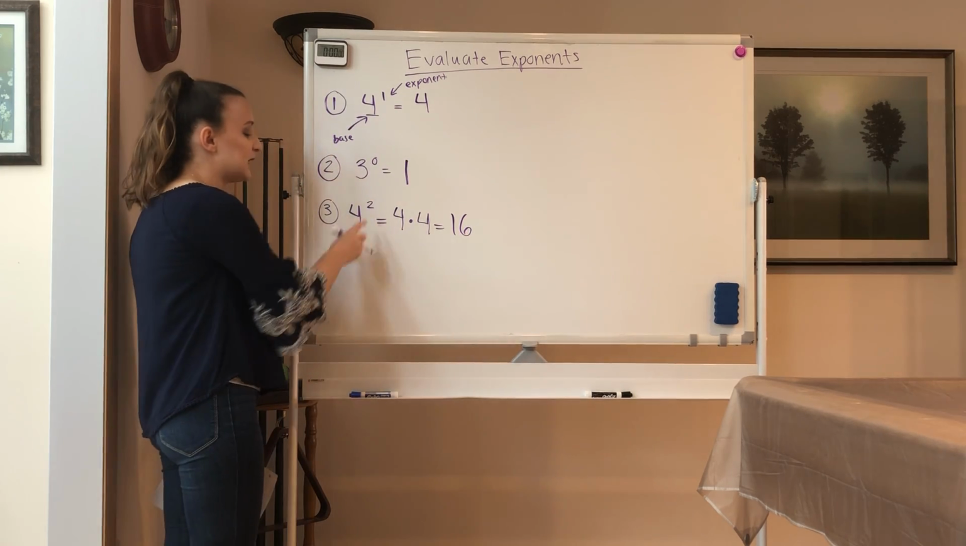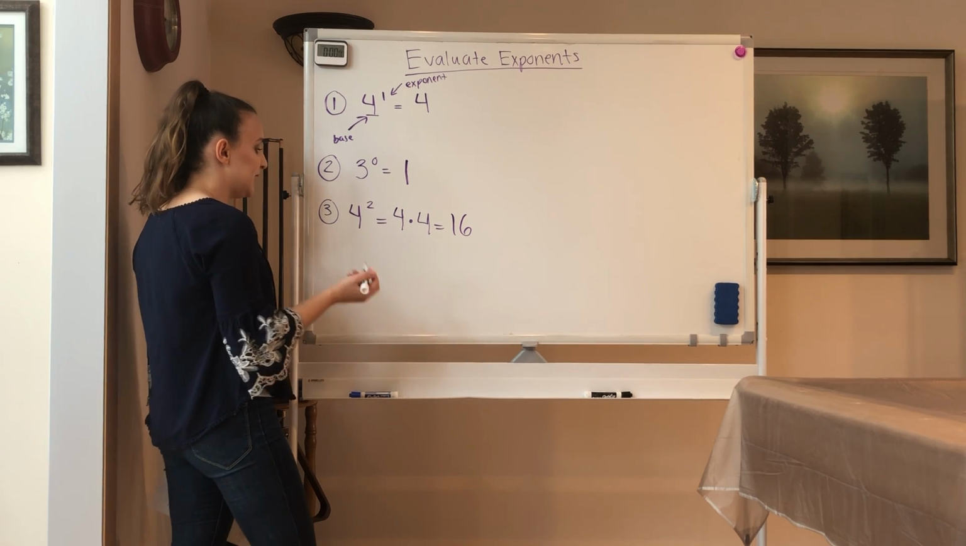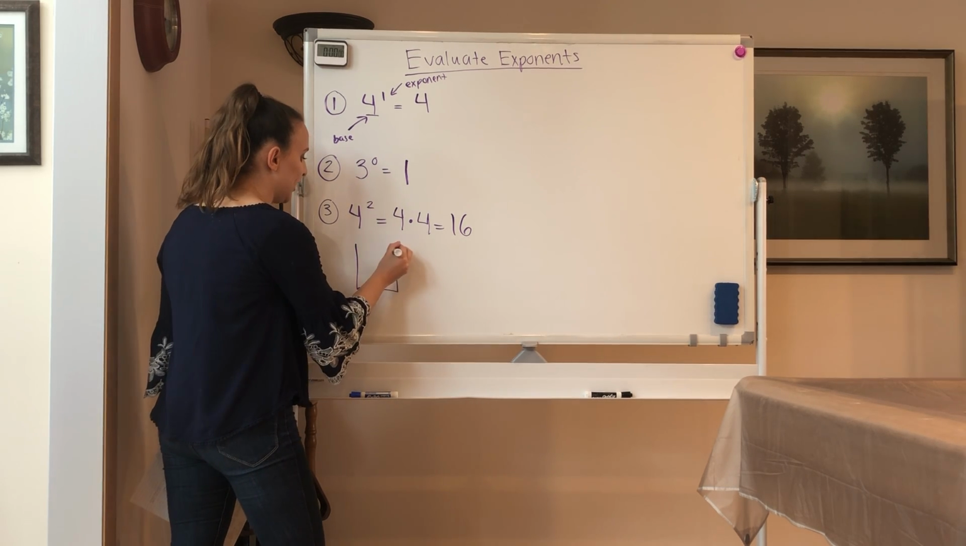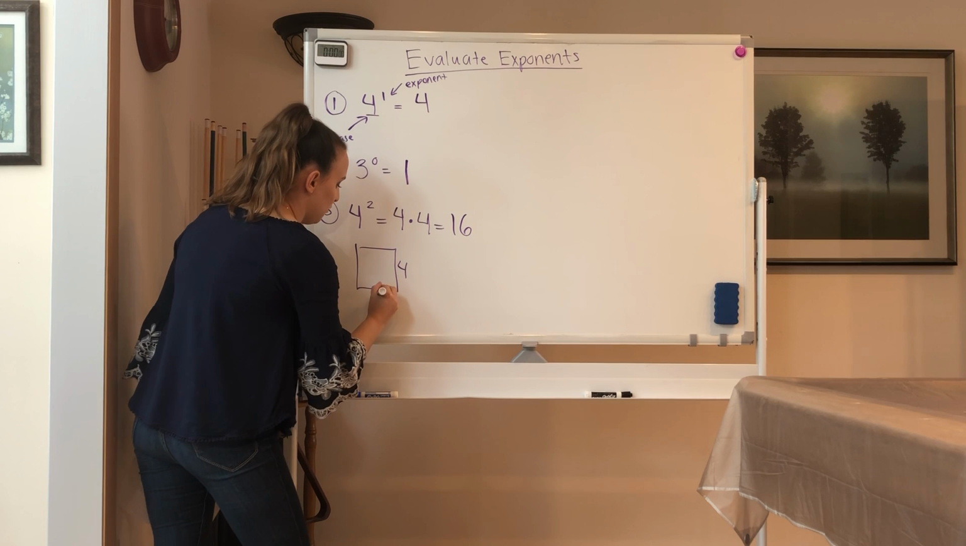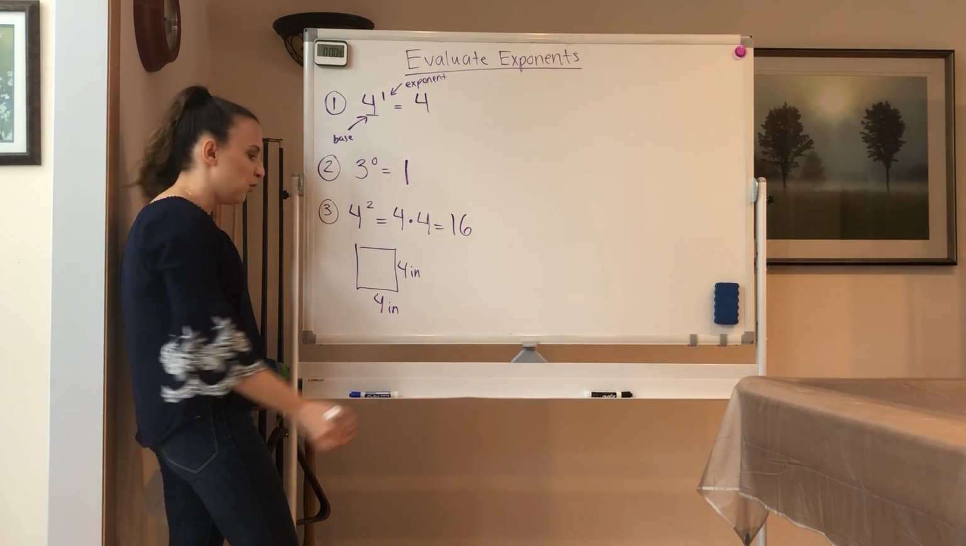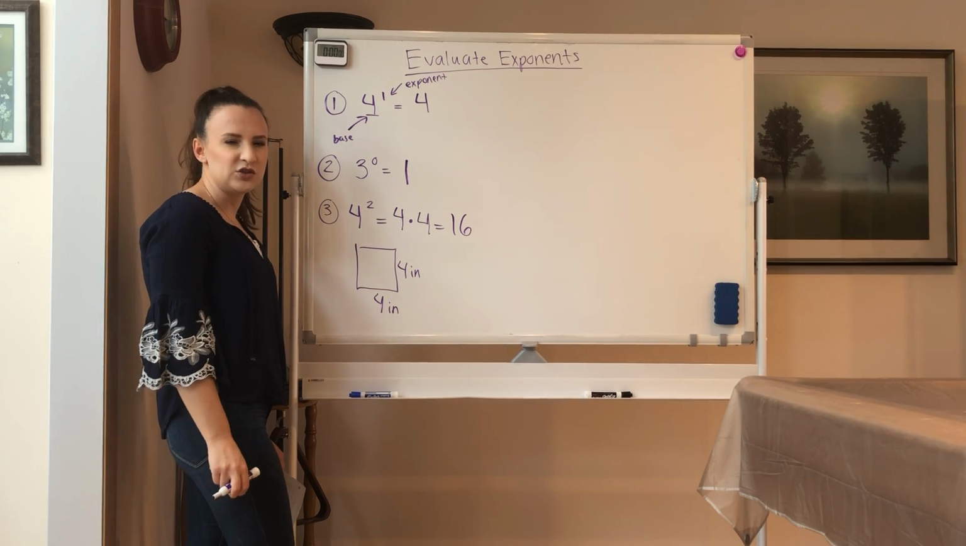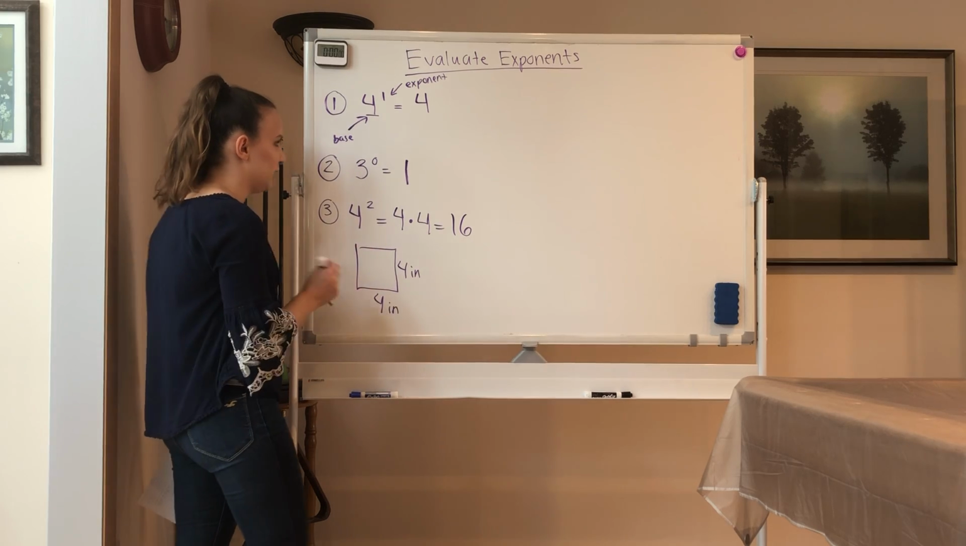A common mistake is some people would put 8. They would just do 4 times 2. That's not what it is. This is basically saying it's like a square. That's a 4 by 4 square. Let's say like 4 inches by 4 inches. And what's the area? Well, the area is length times width, 16 inches squared. Okay, so that's really what exponents are.